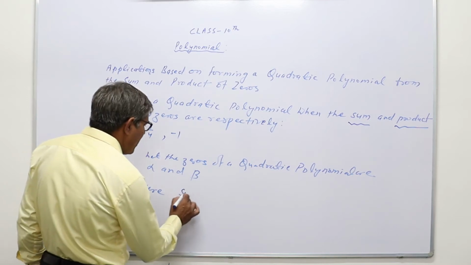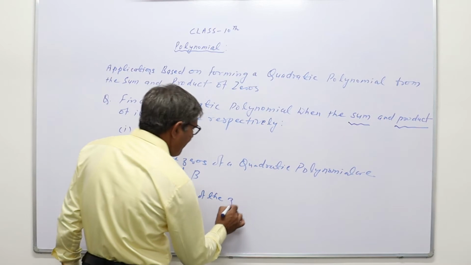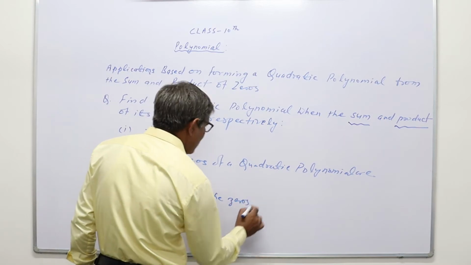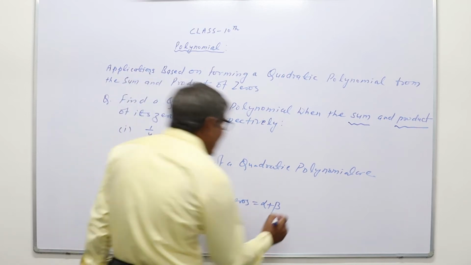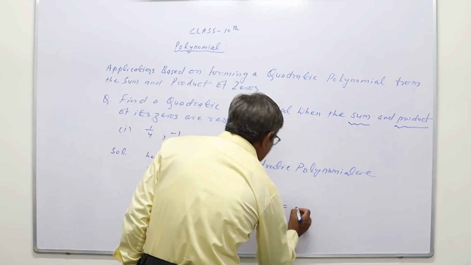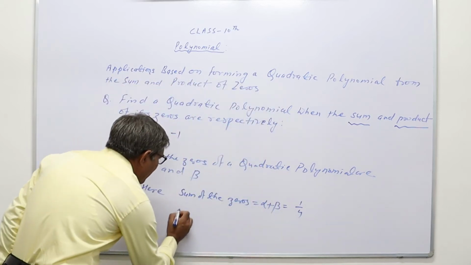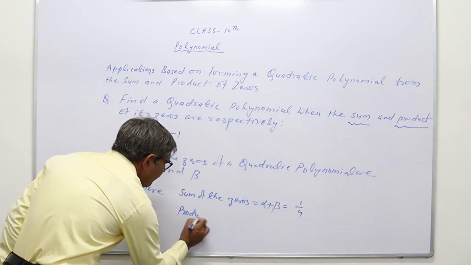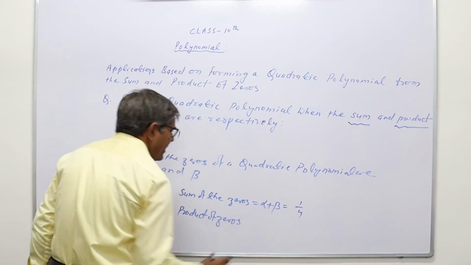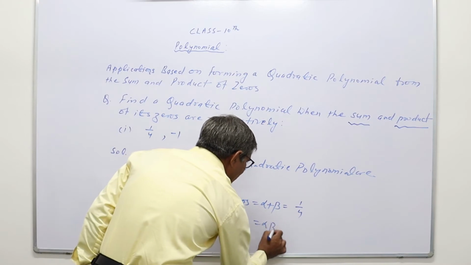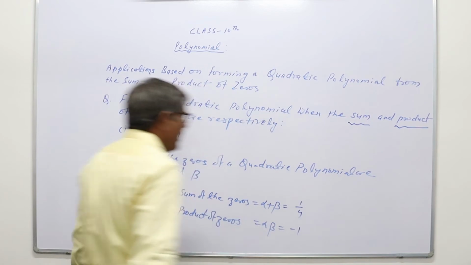That is, the sum of the zeros is equal to alpha plus beta, and alpha plus beta is given as 1 by 4. Similarly, the product of zeros, that is alpha into beta, is equal to minus 1.